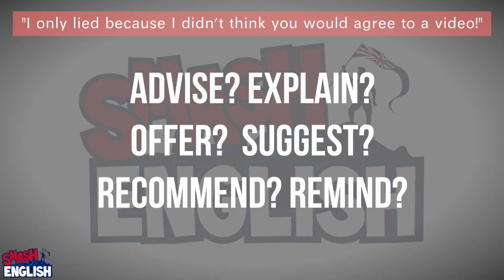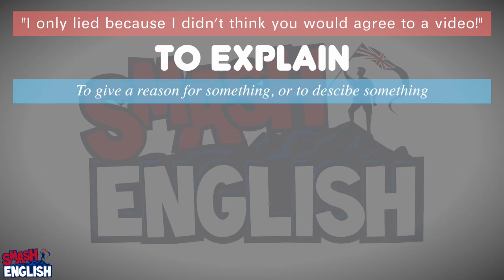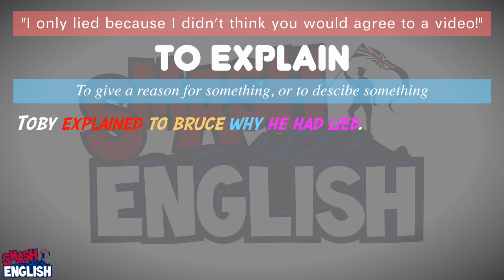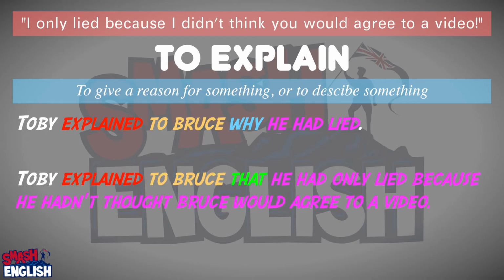What is Toby doing? I only lied because I didn't think you would agree to a video. Toby is explaining. Now we have two options. Toby explained to Bruce why he had lied. Toby explained to Bruce that he had only lied because he hadn't thought Bruce would agree to a video.